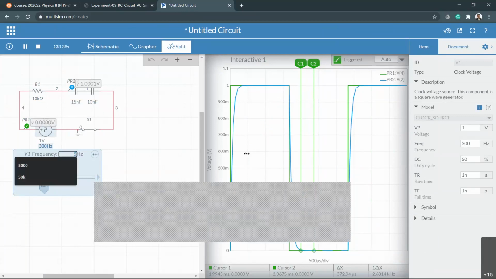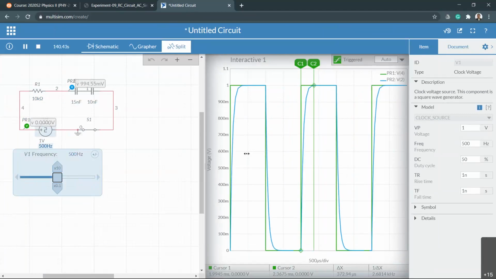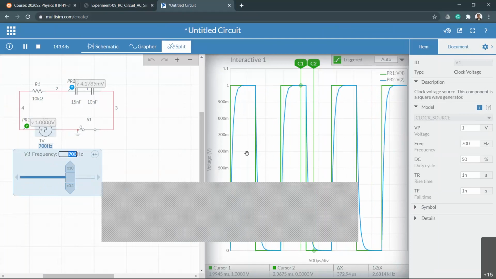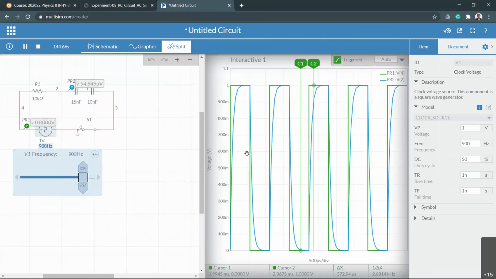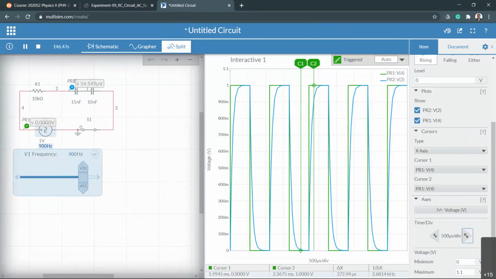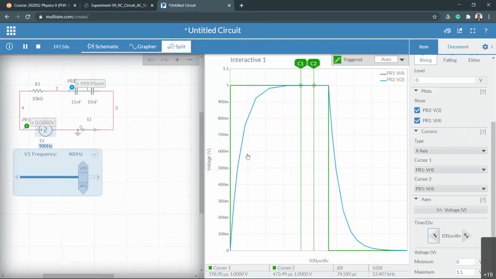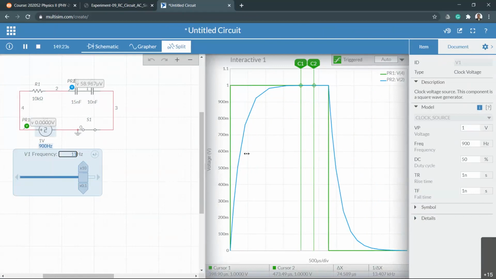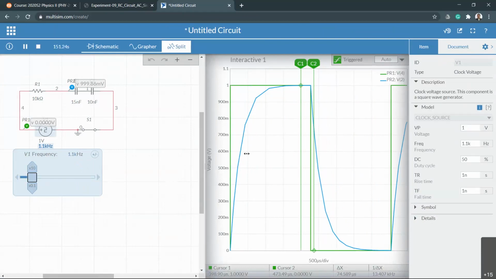Let's try with 500. Not enough. Let's try with 700. Not enough. Try with 900. Still okay, measurable, but you can increase more actually. Try with maybe 1100 or maybe 1.1K. 1.1K. Yes, now it is good enough, right? Because you have to see that curvature, nice charging and discharging curves. Okay, try with 1.2 maybe, 1.2 kilo.